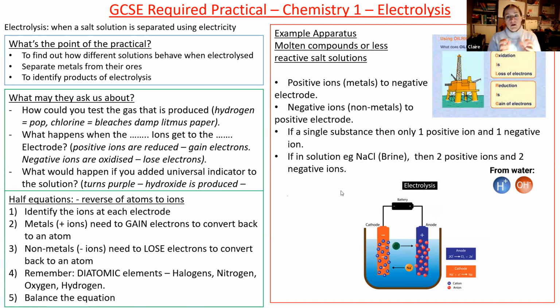Now, ores are what we call the metal's natural compound that's found in the earth. So we extract it from the earth, and then we have to separate it. So it might be magnesium oxide in the earth, for example, and we need to get the oxygen off the magnesium, and then we get our metal.